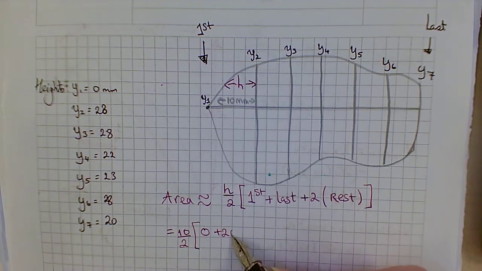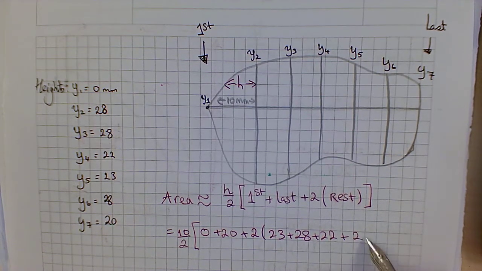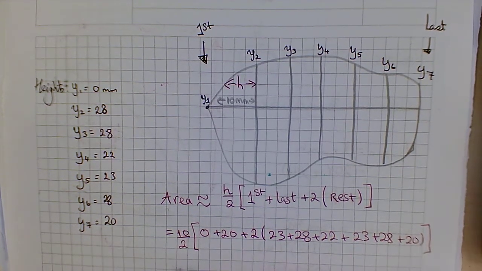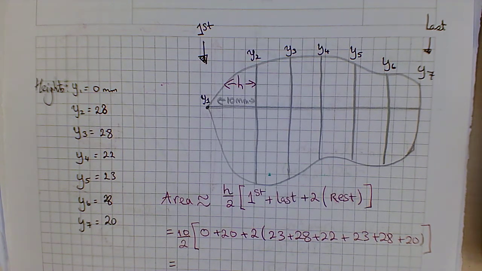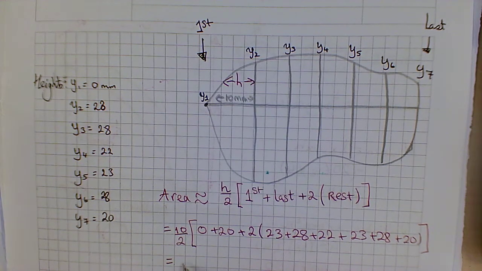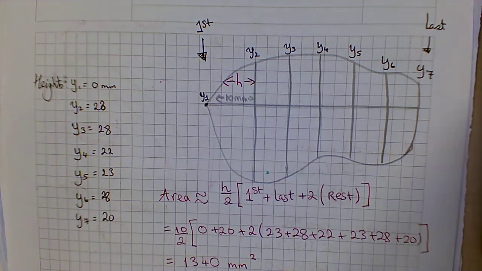My last one is 20, plus twice everything else, 23 plus 28 plus 22 plus 23 plus 28 plus 20. And there are no marks going for working that out step by step, so it is fine to just type the whole thing into your calculator, but I do recommend you might do it twice just to make sure that you don't make any errors. And that should have come out to be 1,340 millimeters squared.